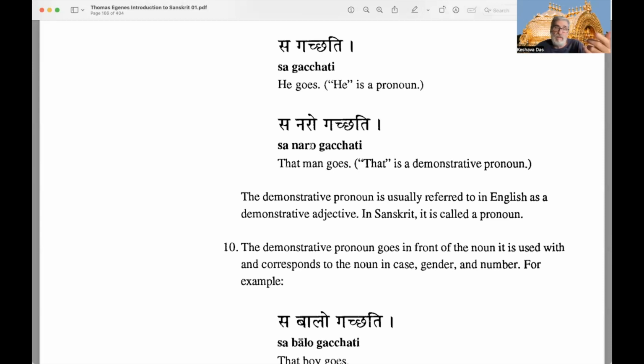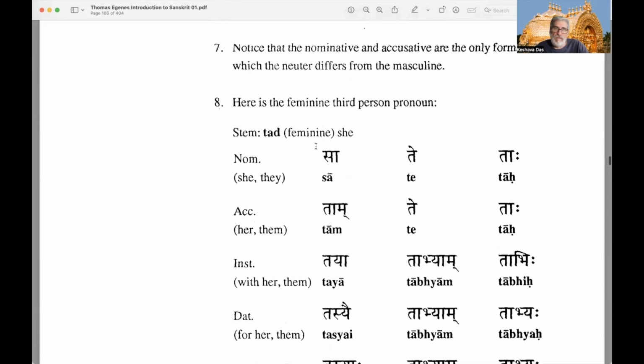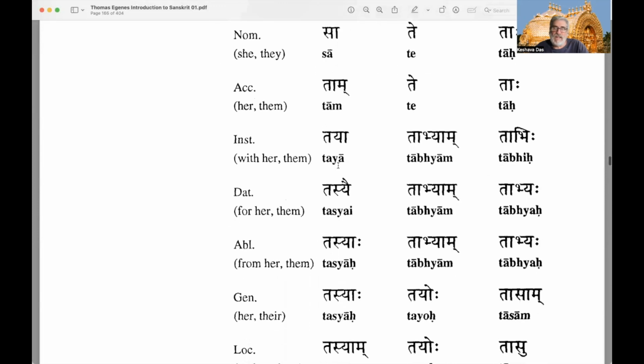So that man would be, of course, masculine, because man is masculine. If I say that woman, right? If I use the word for woman here, which is a feminine word, then I would also have to put the third person personal pronoun in the feminine. So instead of saying saha naraha, which becomes sa naro, I would have to say sa, because remember up here, the feminine is just sa. There's no visarga, so there wouldn't be a visarga sandhi.